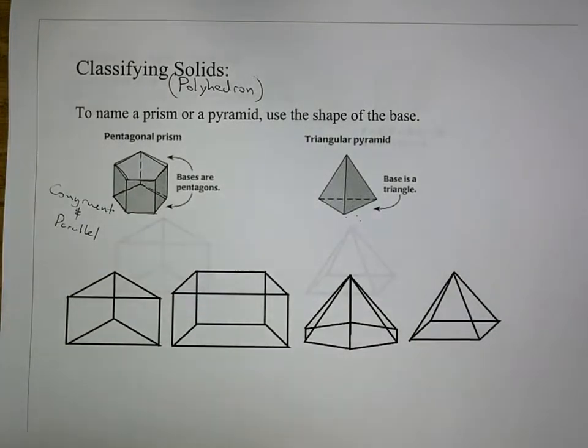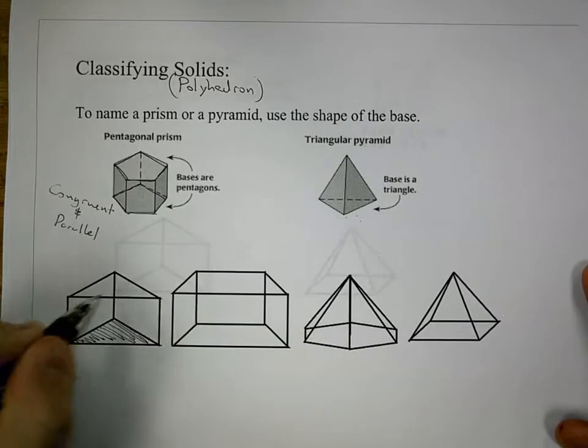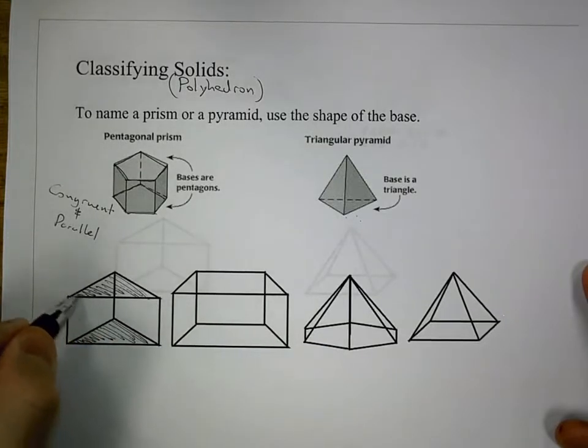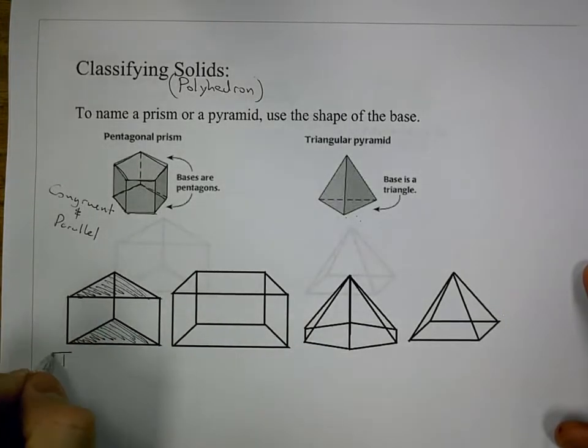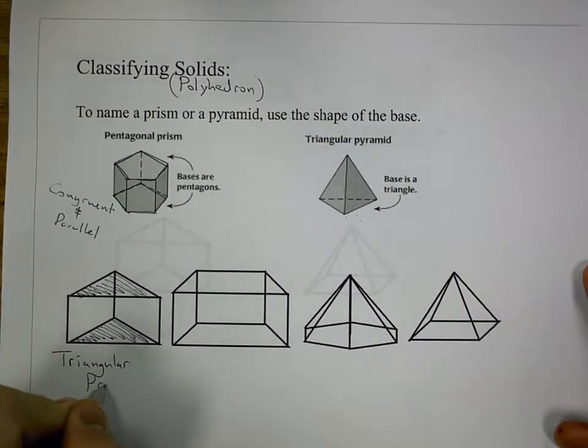So if we go through a few other examples and just get used to identifying them, because calling it just a prism or a pyramid, we're going to use that for when we solve for surface area and volume, but in terms of classifying, we have to make sure we're identifying it correctly. So, look at my first one here, and if I shade in the bases, I see that they're triangles. So this would be a triangular prism.